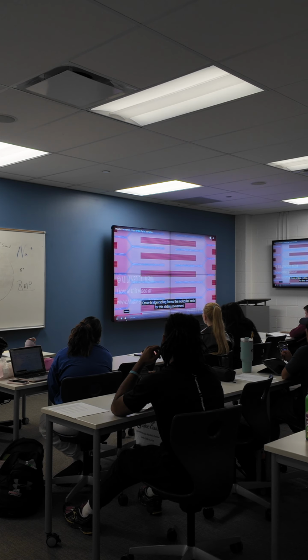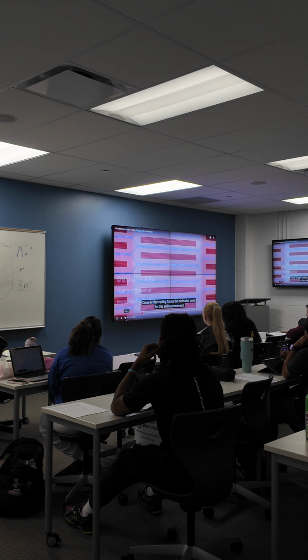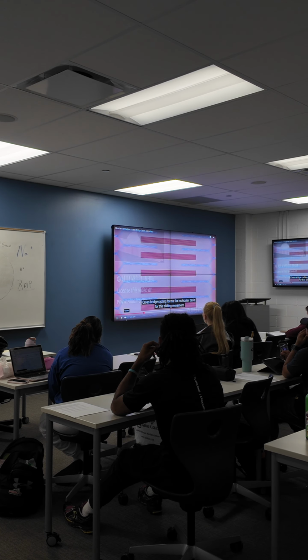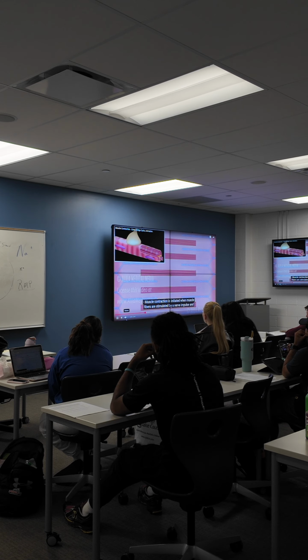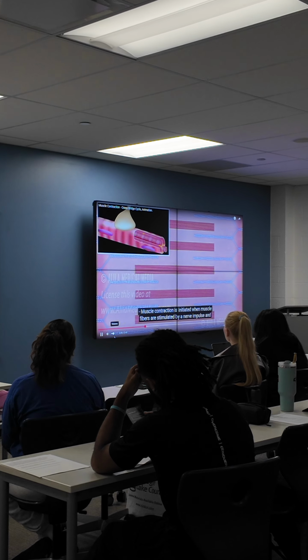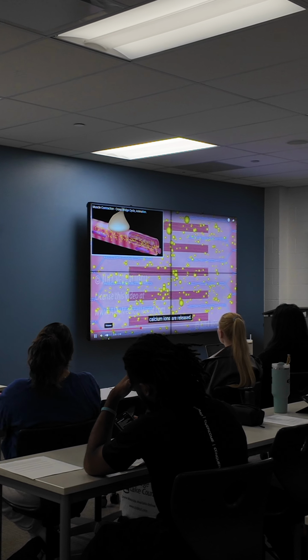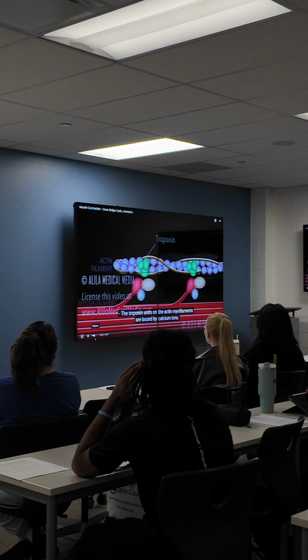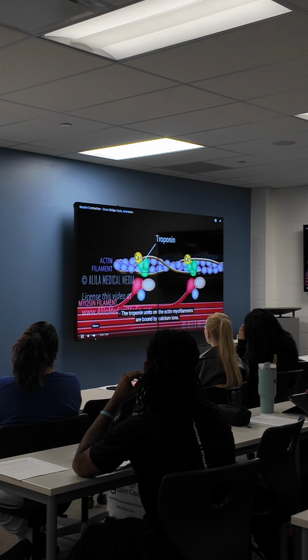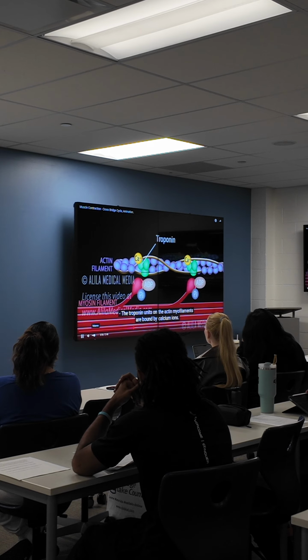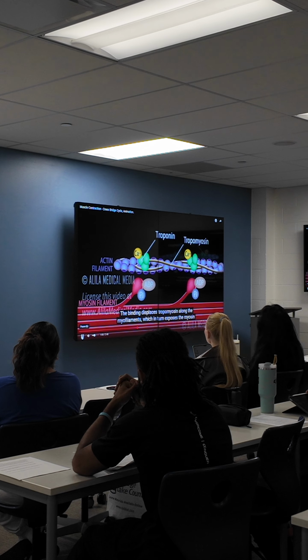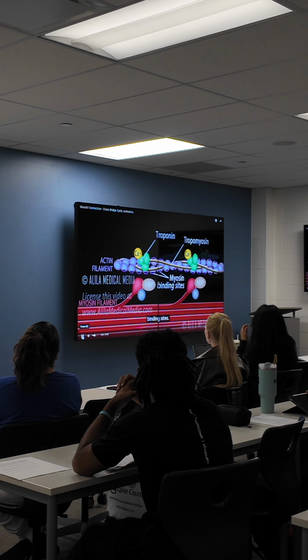Cross-bridge cycling forms the molecular basis for this sliding movement. Muscle contraction is initiated when muscle fibers are stimulated by a nerve impulse and calcium ions are released. The troponin units on the actin myofilaments are bound by calcium ions. The binding displaces tropomyosin along the myofilaments, which in turn exposes the myosin binding site.